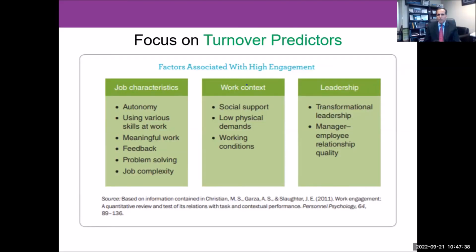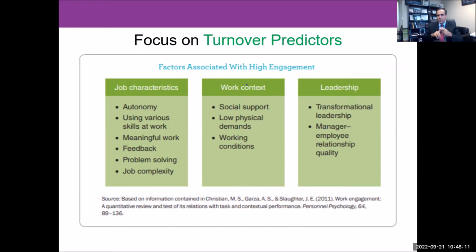So focus on turnover predictors. There are certain factors that are associated with high employee engagement, like job characteristics, work context, and leadership. As researchers have mentioned, the job characteristics of autonomy, using various skills at work, meaningful work, feedback, problem solving, and job complexity are all factors that influence whether people are engaged or not.